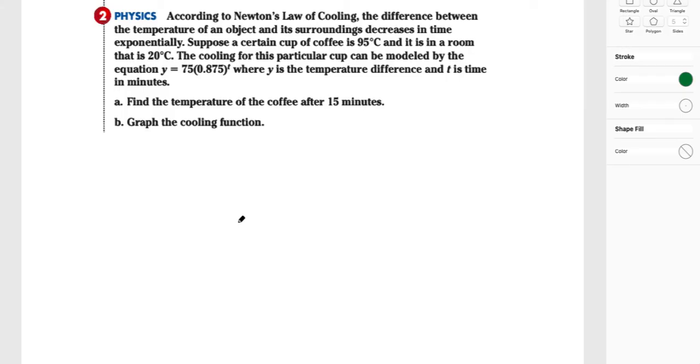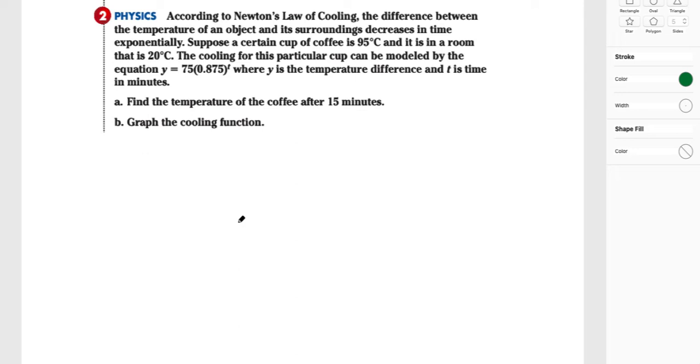So here in example 2, we're going to be talking about Newton's law of cooling, and the difference between temperatures of an object and its surrounding decreases in time, and that is going to be an exponential equation. So we're going to suppose that we have a cup of coffee that's 95 degrees Celsius and it is in a room that is 20 degrees Celsius.